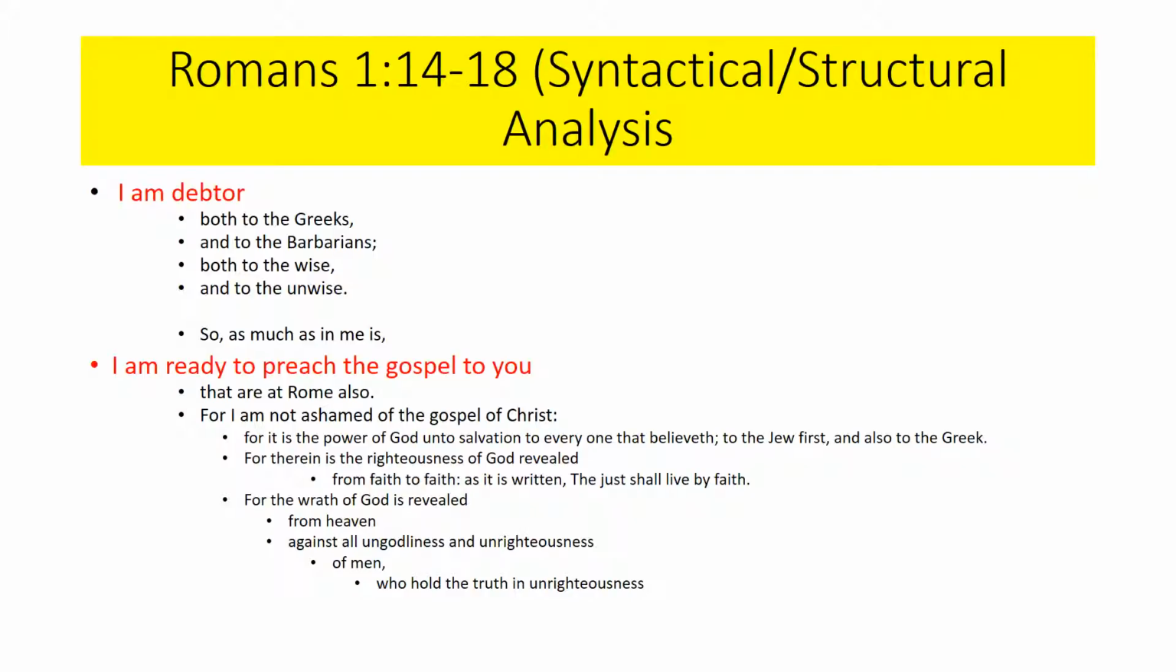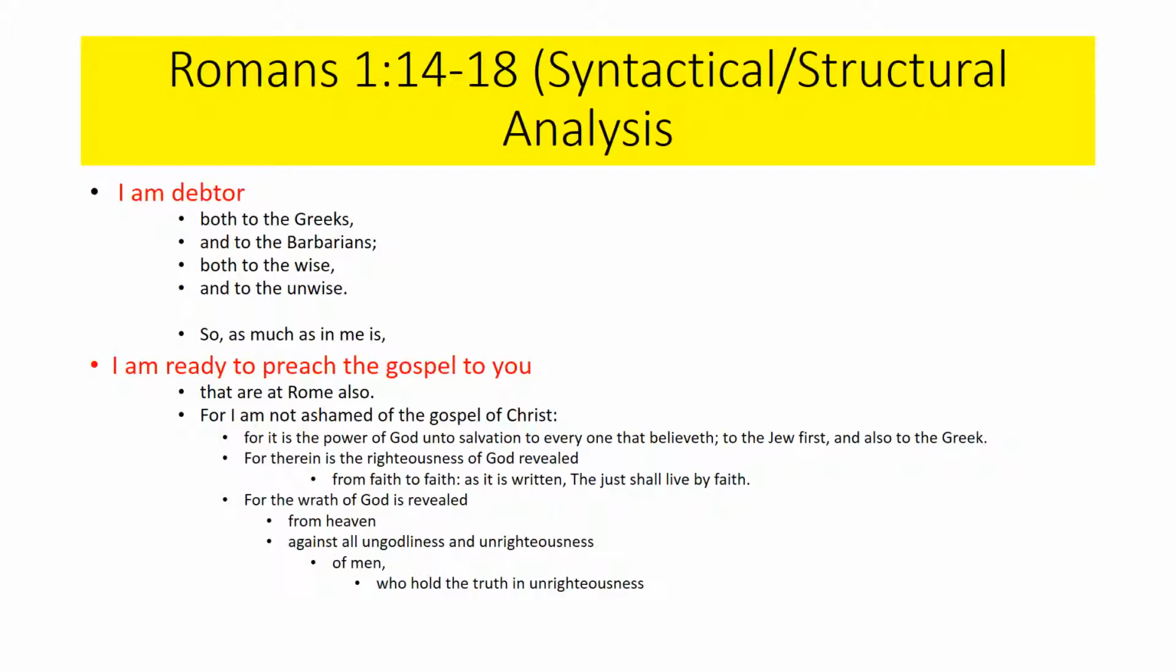Now, if we break these verses down into a syntactical structural analysis, we find that there are two independent clauses in those verses of Romans 1:14 through 18. The first independent clause is Paul says, I am a debtor. That stands alone. Subject is I, am is a verb, a debtor. Paul is a debtor. Subject, verb, direct object.